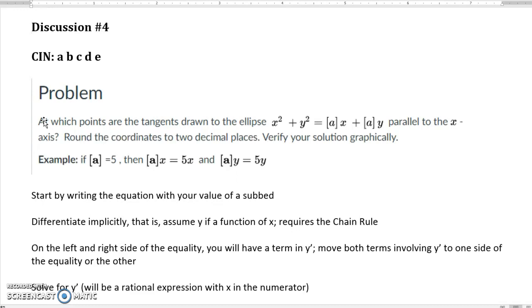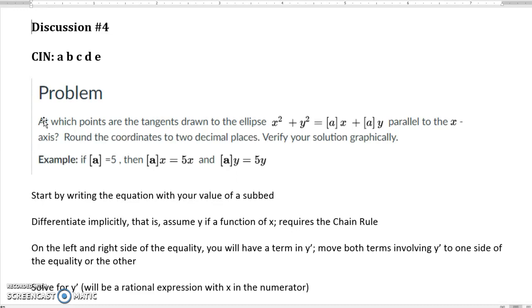So at which points are the tangents drawn to the ellipse x squared plus y squared equals ax plus ay parallel to the x-axis, and you're going to round those points to two decimal places. And this is also very similar to what we've done in a previous discussion post. You're going to verify this solution graphically.